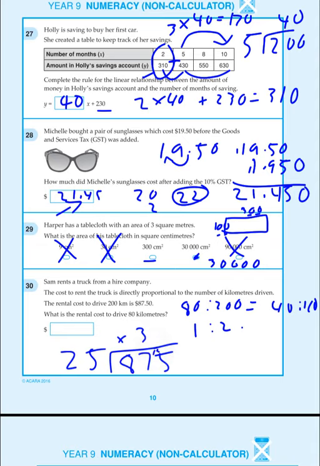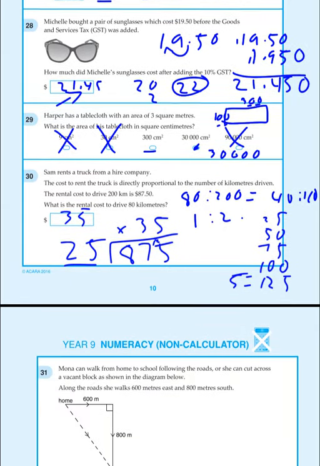And even if you don't know your 25 times tables, you'll probably know you get 25, and then 50, and then 75, and then 100, and 125. So how many times does 25 fit into 125? Exactly 5 times. So $35. Feel free to ask questions more about that one, because that one seems a little bit trickier, but the maths is fairly straightforward.